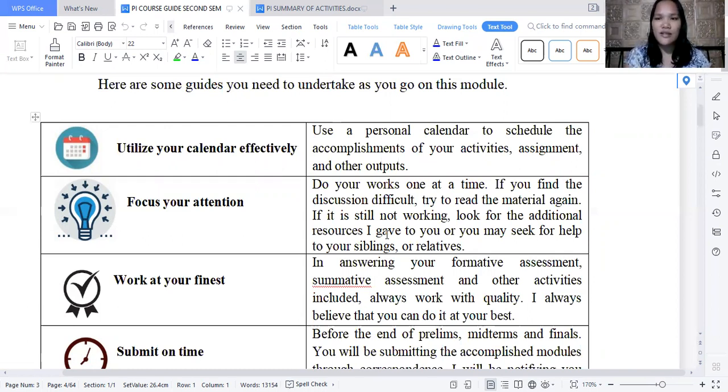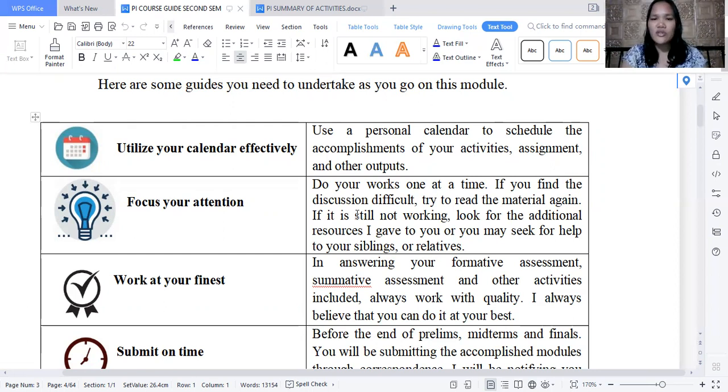So take a look at that. It's very important. You do the calendar, you have to check activities, deadlines, due dates, and many more. So you have to prioritize things, especially your studies. It's good that if you will work, but I again encourage you to prioritize your studies. Focus your attention. Do your work one at a time.